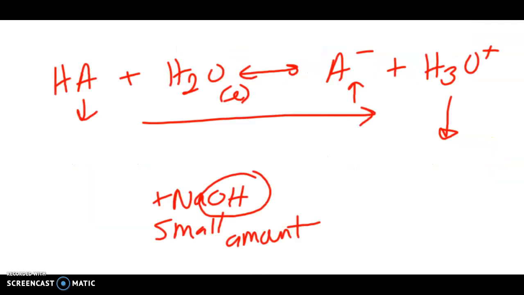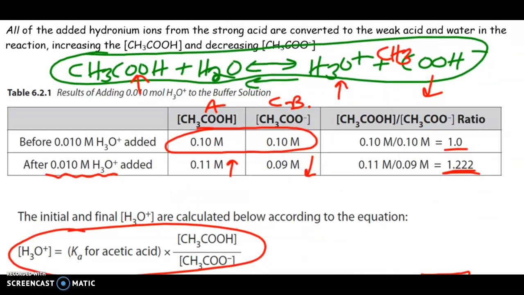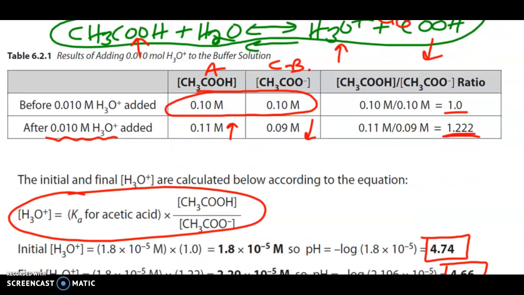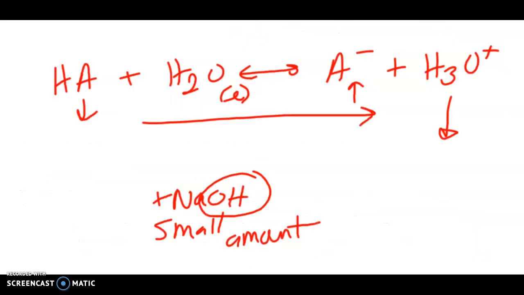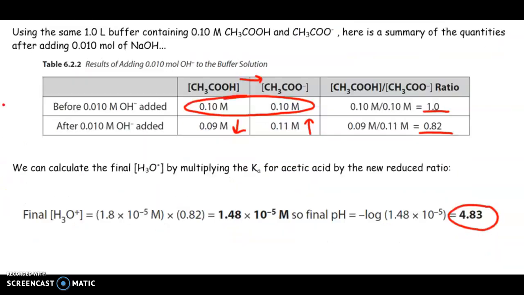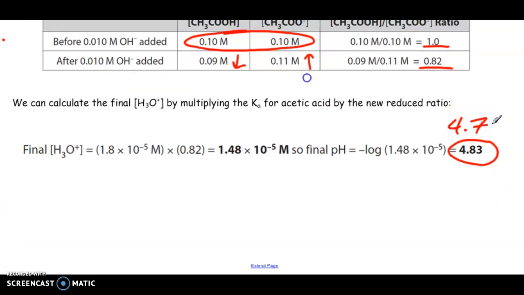So let's go back. We had to look at this one over here. Originally, our first pH, before we added in anything, with the equivalent ratio of 1, was 4.74. Okay, so that's when you had a ratio of 1.